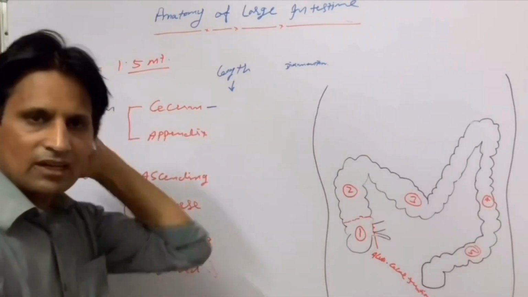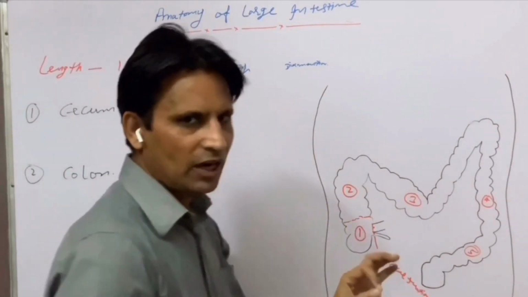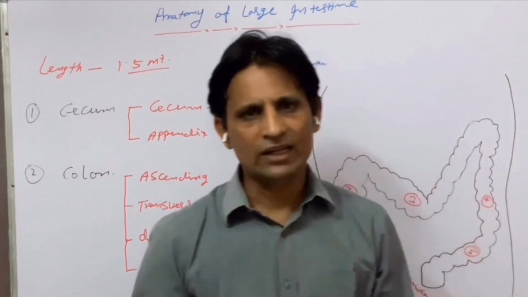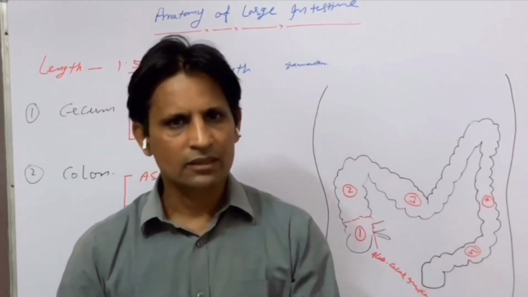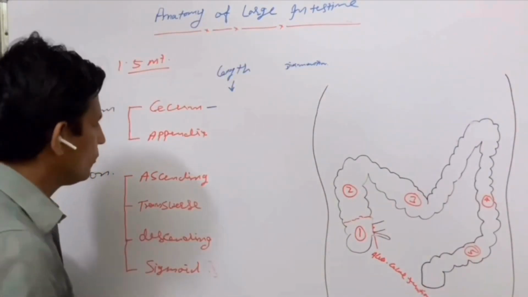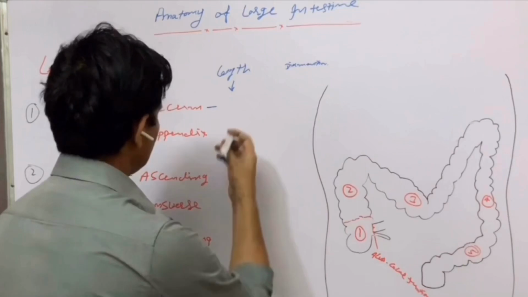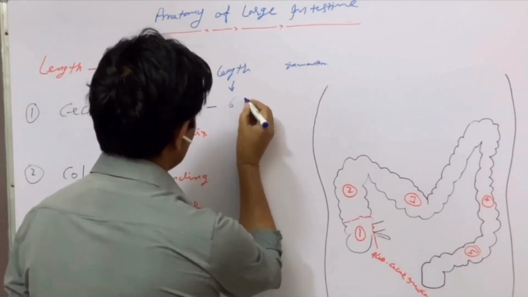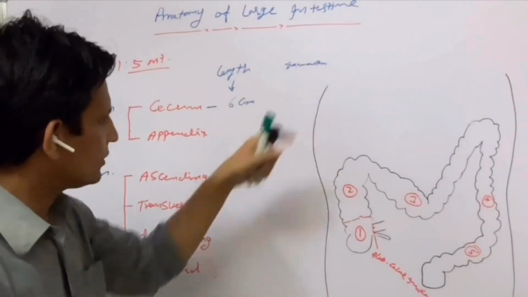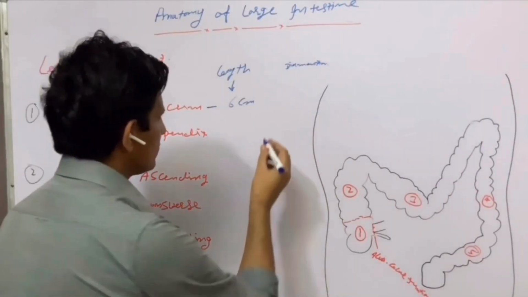Let's come to the cecum. The cecum is the only part of the large intestine which is wider than its length, right? So the length of the cecum is around 6 centimeters, but the dimension, the width of the cecum, is around 7 centimeters.